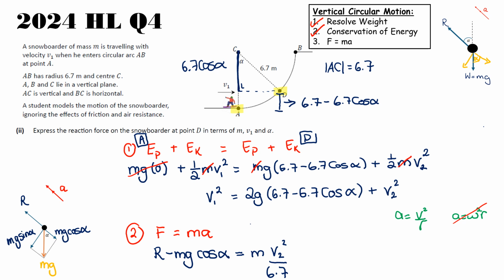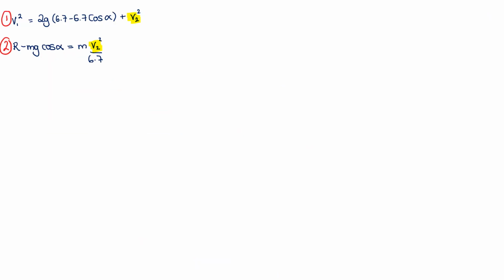So there are two equations. So we want to have the reactionary force, which we do, in terms of m, v1 and alpha. The problem at the moment is the velocity 2, that v2. They didn't ask us for that, and they don't want that in there. So that's why we're going to use our two equations. We're going to isolate our v2 in equation 1, and then sub that into equation 2, and isolate our R to get exactly what we want.